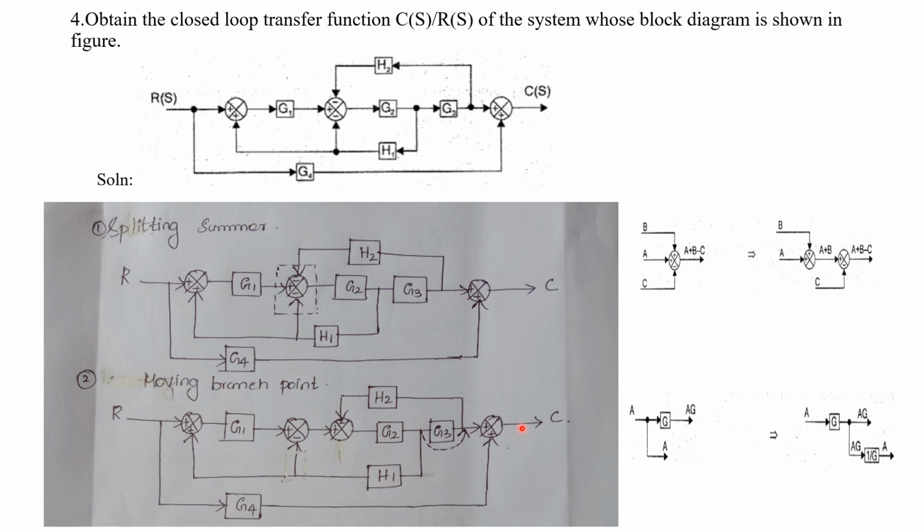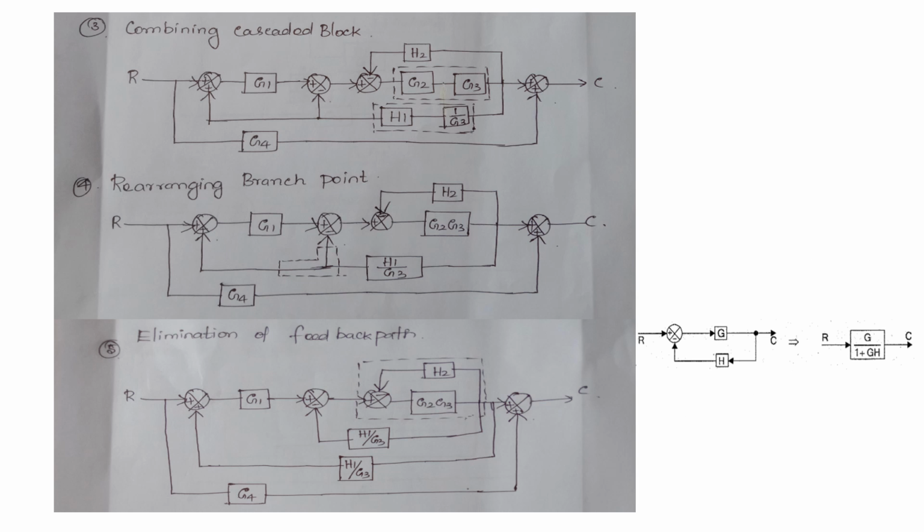Okay, moving a branch point. Next, after moving the branch point from here to here, we have to include 1 by G3 in the corresponding branch. So this will be the diagram. Now we have to further reduce the block diagram. What operations are we going to perform?